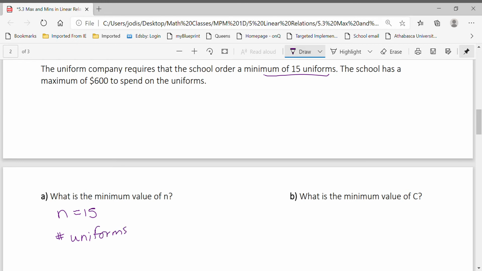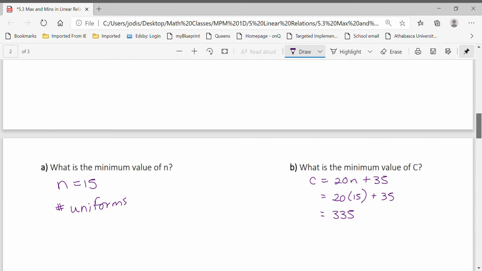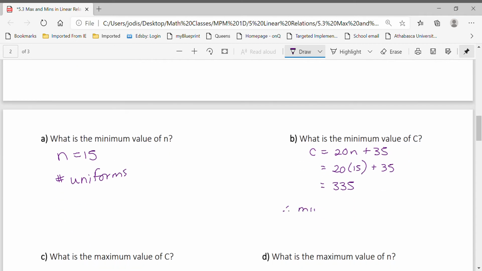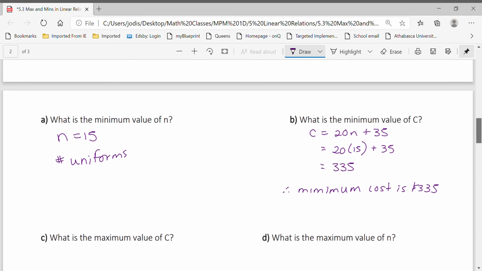What's the minimum value of C? Well, this we can figure out. We can use our equation that they gave us, C equals 20n plus 35. And if we sub in for n, we get 335. So that would mean that, therefore, the minimum cost is $335. You have to order 15, that's what the company requires, so you are at least spending $335.